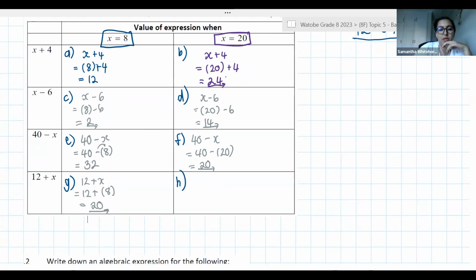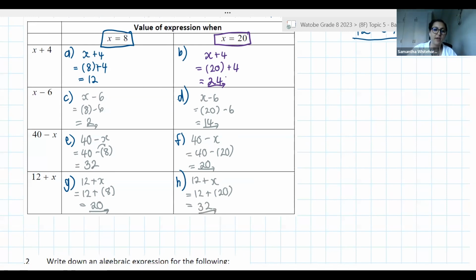So you want to help me with the last one? Yes, ma'am. It's 12 plus 20 is 32. Perfect. Again, we're replacing X with 20. And because we're adding 12 plus 20, 32.